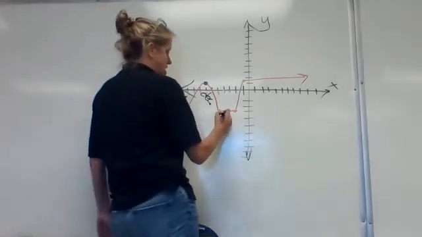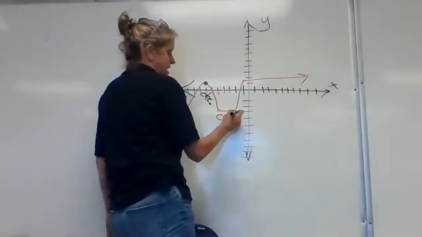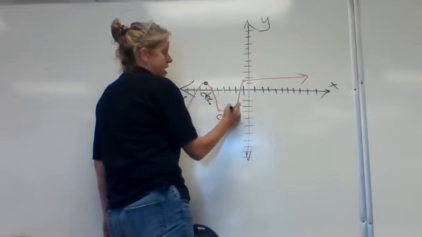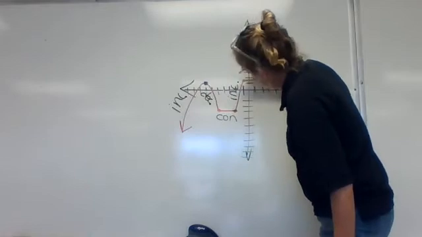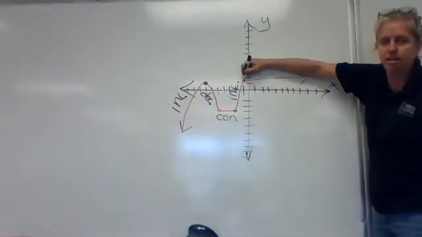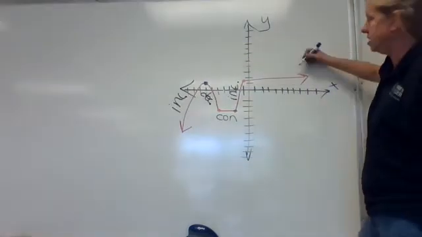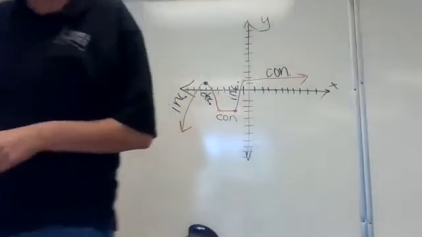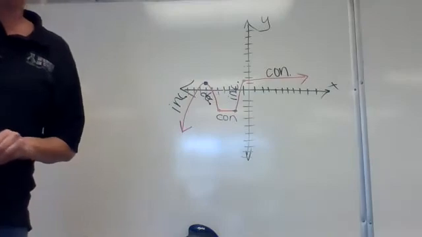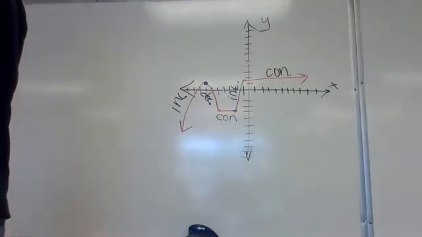The straight across part is a constant. And then it starts going up again for this little interval. So there's another increase until it gets to this point and it goes straight across again. So that's a constant. So I go through and label each one, whether it's increasing, decreasing, or constant.